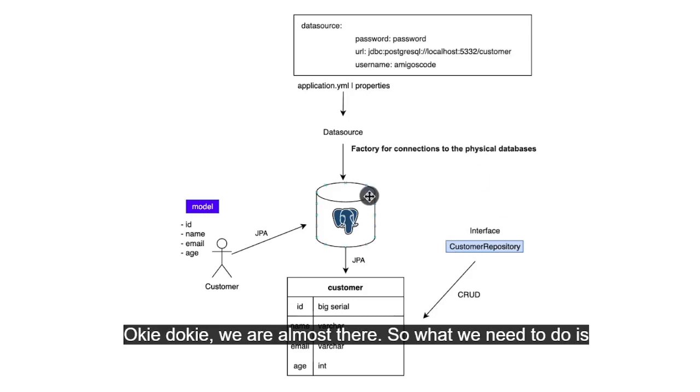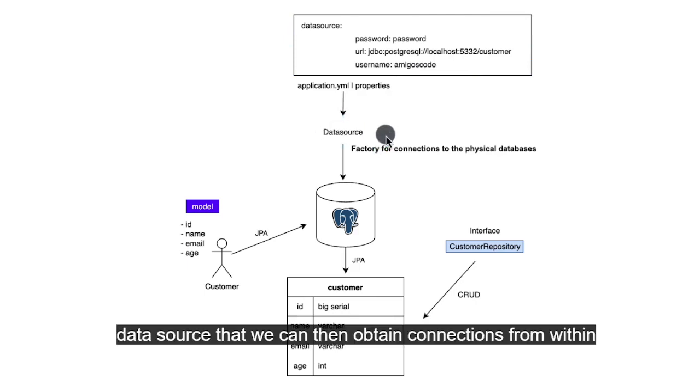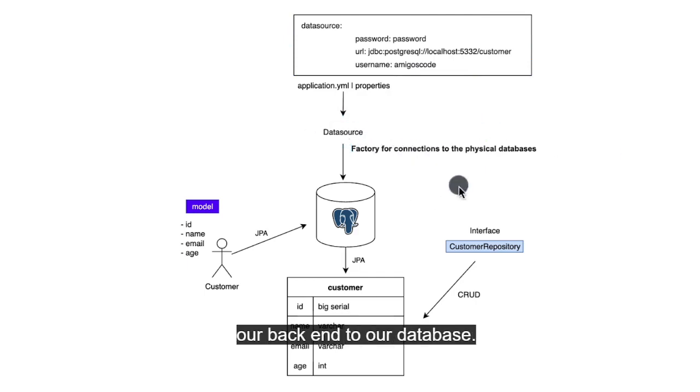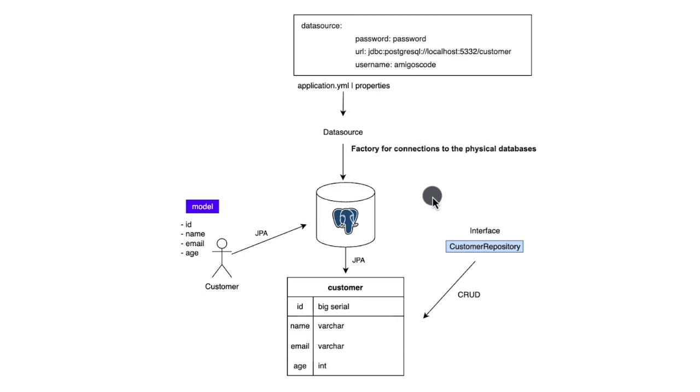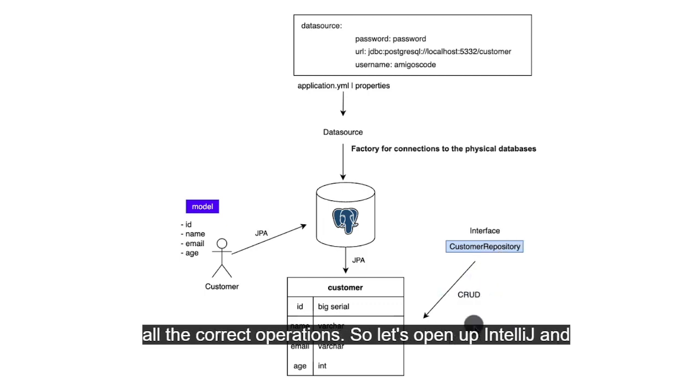Okie dokie, we are almost there. So what we need to do is to configure the application.yaml or properties to include some configuration that allows us to instantiate this data source that we can then obtain connections from within our backend to our database. And from that point onwards, we can start interacting with the database using an interface, which I'll show you in a second, that allows us to perform all the correct operations.